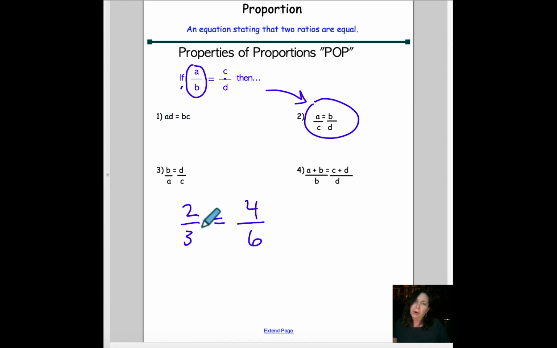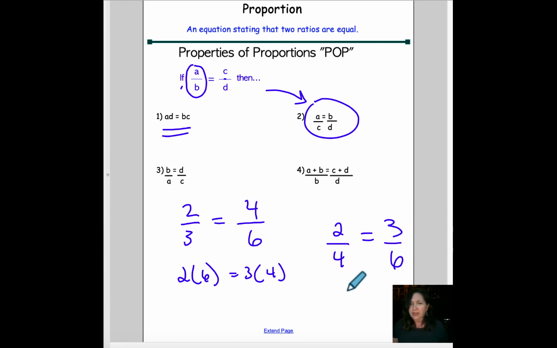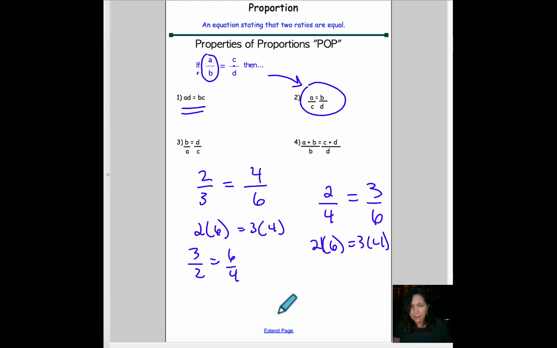So if just the first part, if I went 2 times 6, that equals 3 times 4. That's this one, okay? The second one is saying 2 over 4 is equal to 3 over 6. If I still cross multiply, I get 2 times 6 equals 3 times 4 again. This one is saying B over A, so it's flipped upside down. So it's saying 3 over 2 equals 6 over 4, and I still get 12 equals 12.